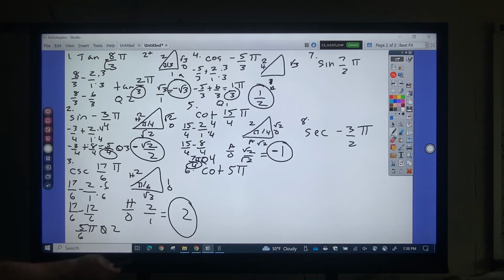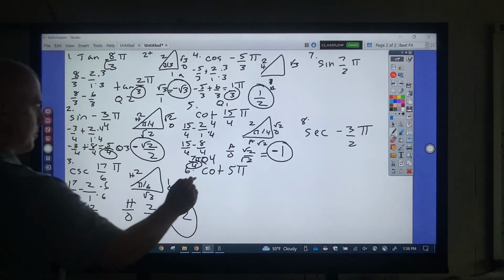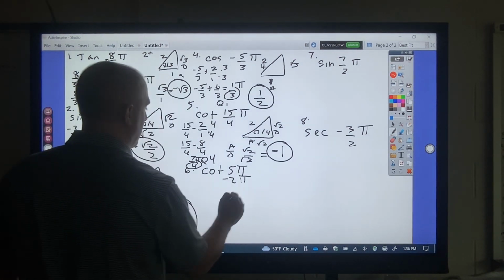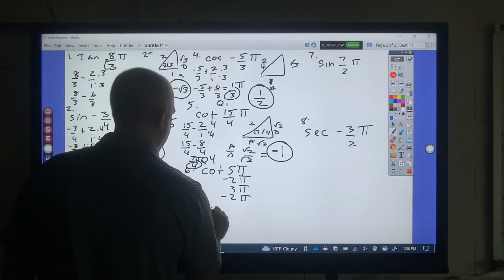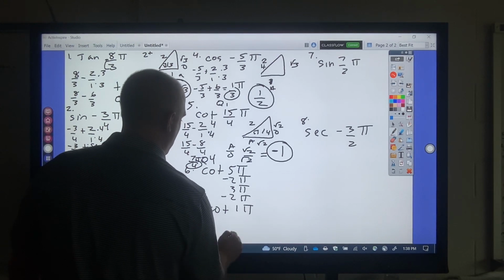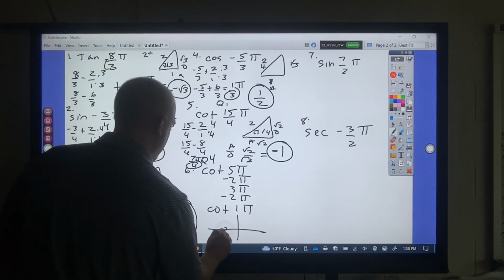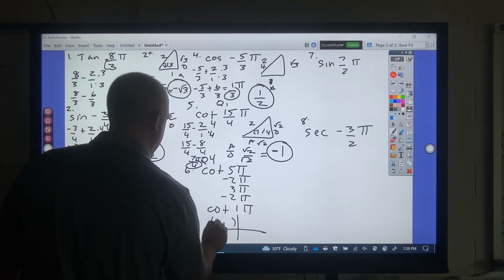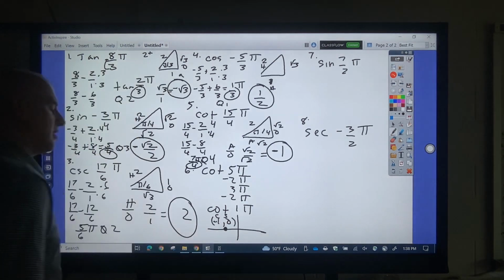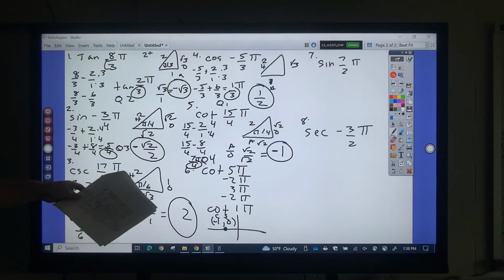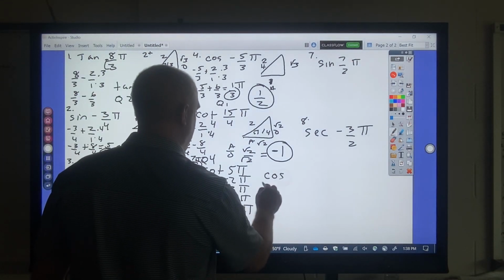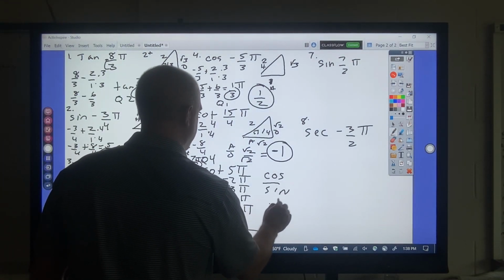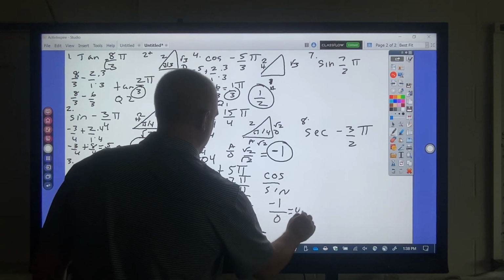Now this one obviously is not one of the triangles, it's an axis point. If I subtract 2 pi here, that's 3 pi. That's still too big, so I have to subtract 2 more pi. So what I'm dealing with is cosine of 1 pi. That's going to be right here, negative 1, 0. Now with cotangent, that's not one of those, so I have to rewrite cotangent. It's cosine over sine, so it's negative 1 over 0, which would be undefined.